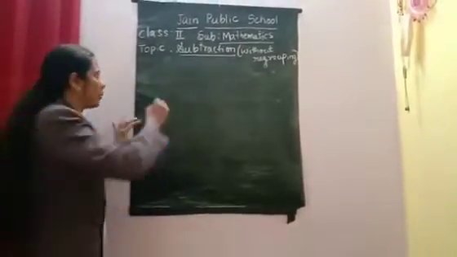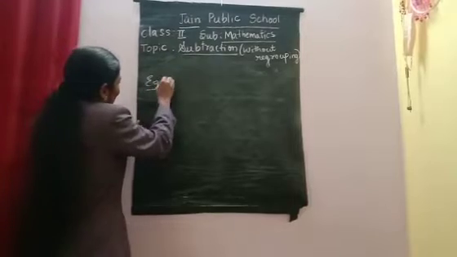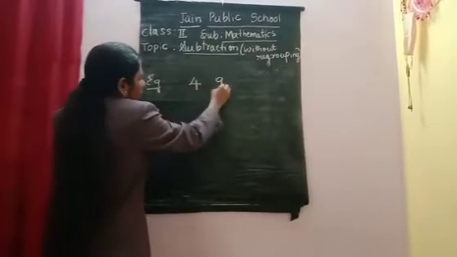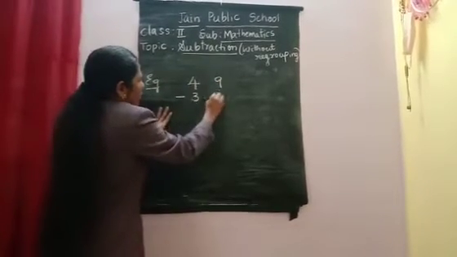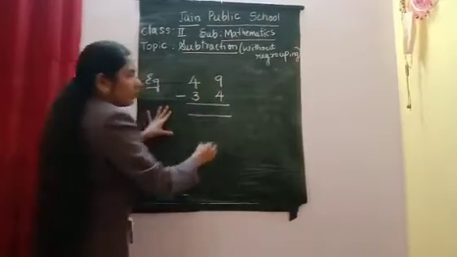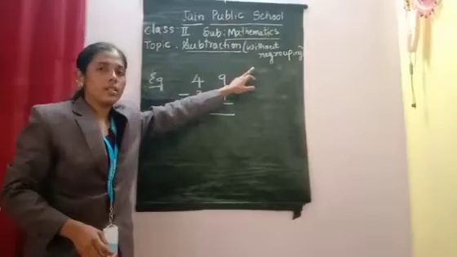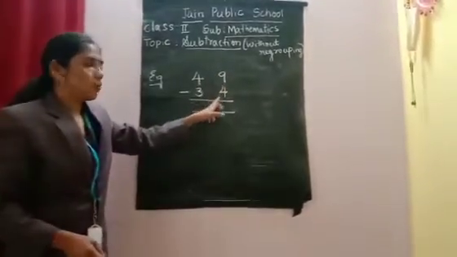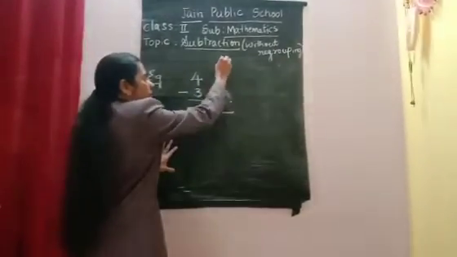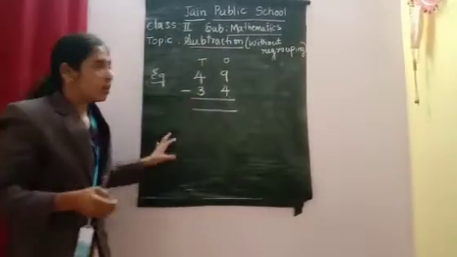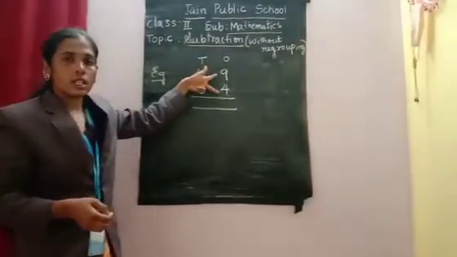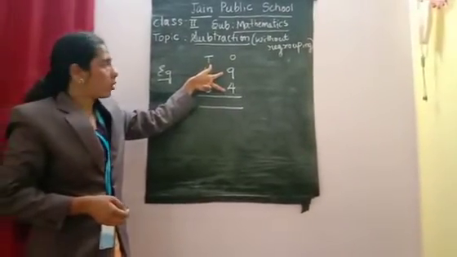Let's take an example, that is 49 minus 34. This is an example for your without regrouping sum. So, place values: you must write the ones, then the tens. Here we are getting two numbers. What are those numbers?